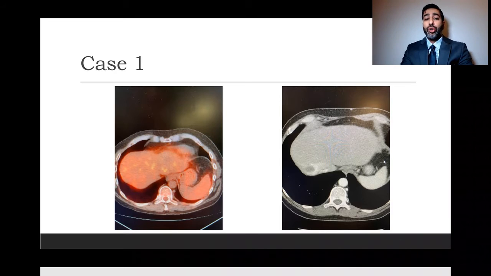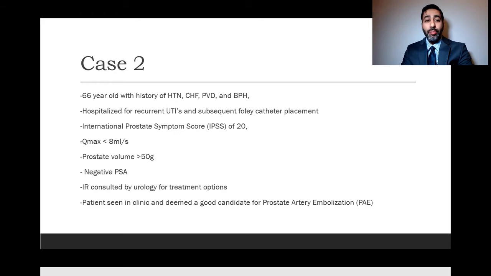And this is the post-treatment CT and PET scan 3 months out, demonstrating resolved hypermetabolic activity within that posterior right hepatic lobe, expected post-radiation changes, very selective, very good outcome in this case. Let's jump into case number 2.